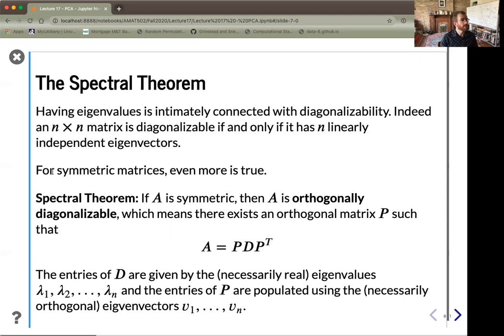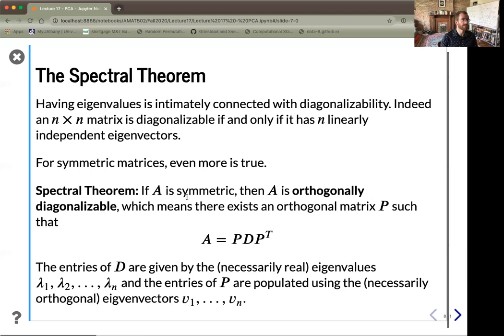All right, so for symmetric matrices, we can go even further. In fact, it turns out that being a symmetric matrix automatically implies that you can be diagonalized, and diagonalized using a very special change of basis matrix, one where the columns of this change of basis matrix are orthogonal, or they form an orthonormal basis. So we say if A is symmetric, then A is orthogonally diagonalizable, which means there's an orthogonal matrix P such that A is equal to P times D times P transpose.